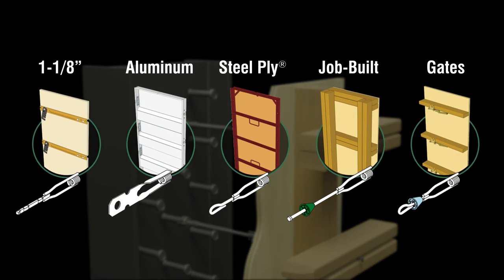Steel Dog makes a transition tie for every major handset form system, allowing you to easily transition from your handset system to half-inch coil rod.